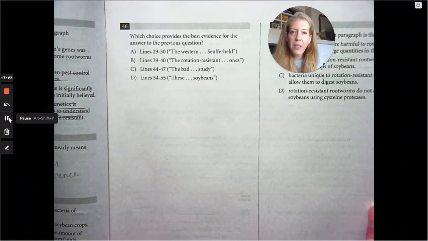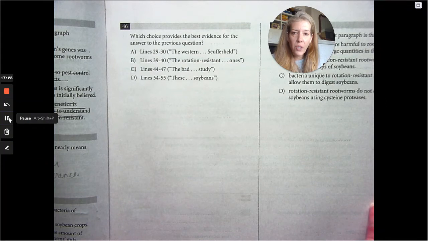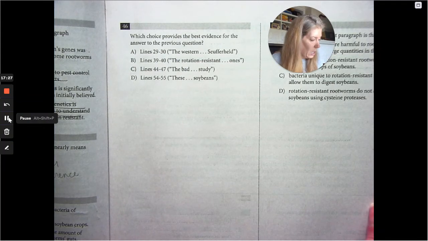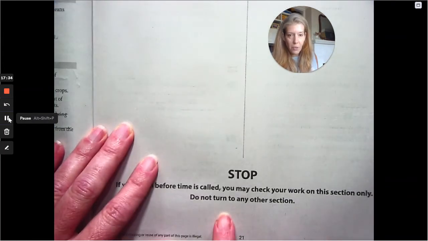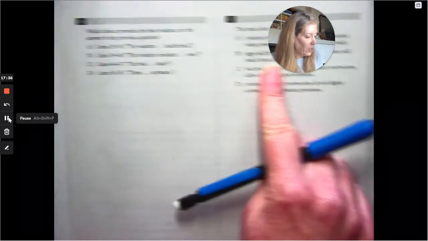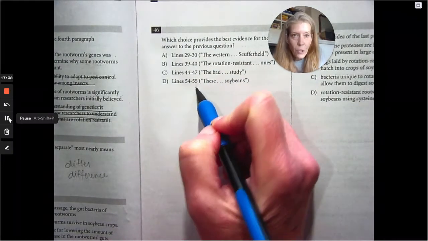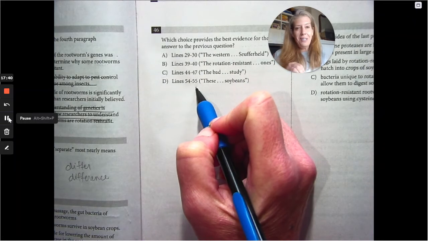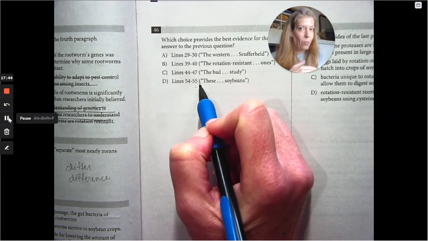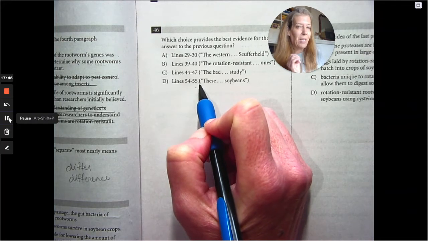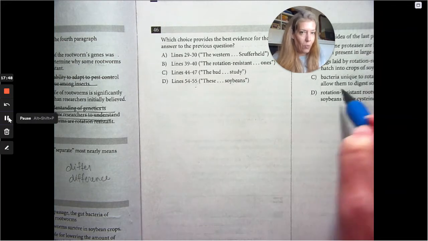Which choice provides the best evidence for the answer to the previous question? Can we get rid of any? No, we can't. Okay, so here's the deal. There's one more question. I know that because there's a big stop at the bottom. Because there's one more question, I'm going to assume, using the question order rule, that I should start from the bottom and work my way up, because we're at the end.